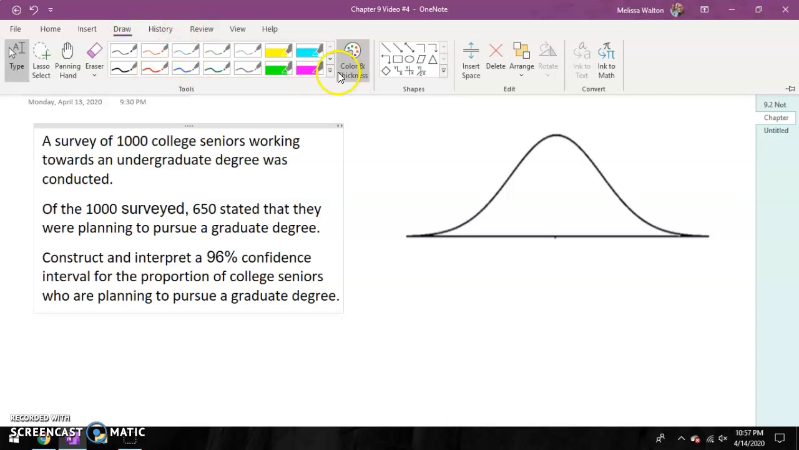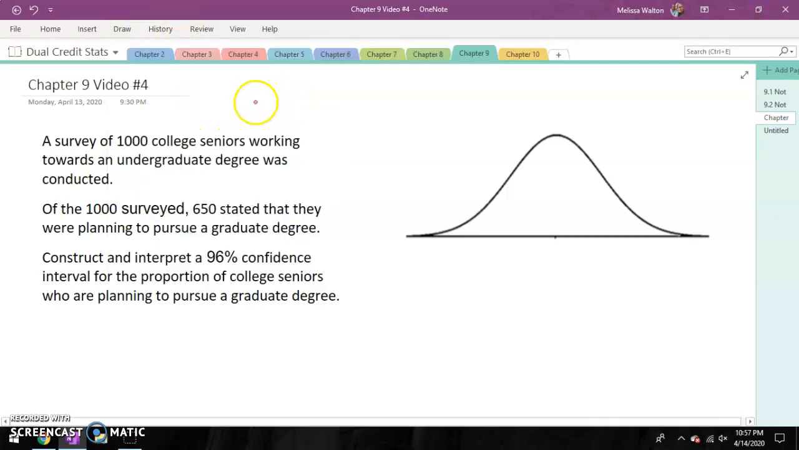First thing we need to do is come up with our point estimate. 650 out of my 1,000 people that I surveyed, my sample, said that they wanted to pursue a graduate degree of some sort. So 650 divided by 1,000 is right at 65%. That is our point estimate. I'll put 65% right in the middle of our normal model.